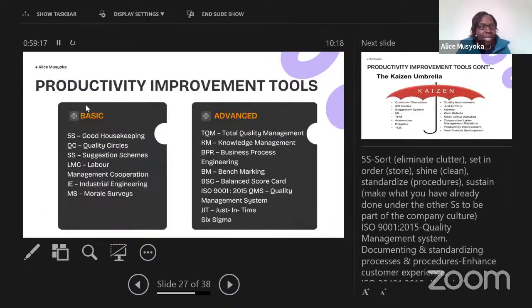Now, from there, we change gear and look at productivity improvement tools. And I know most of us are familiar with this. The basic tools include the 5S. And what does the 5S stand for? Somebody unmute yourself and tell us what 5S stands for. It is one of the basic tools for improving productivity. Someone? Okay. 5S stands for sorting, meaning eliminating clutter.